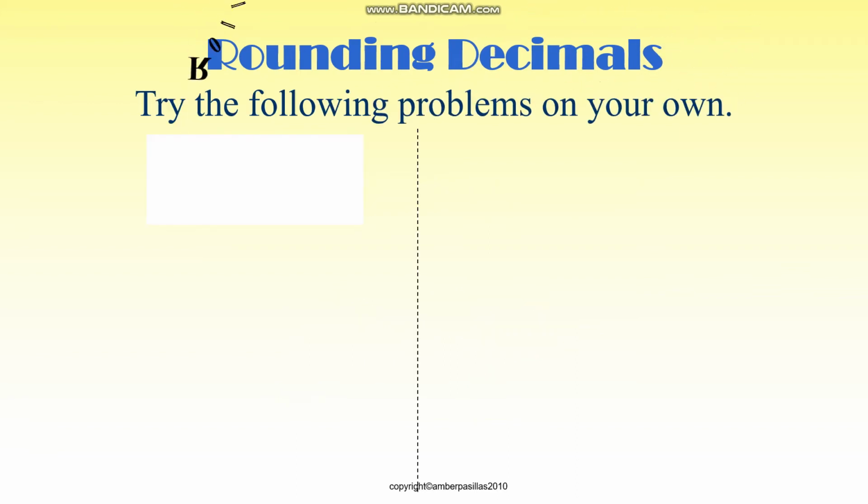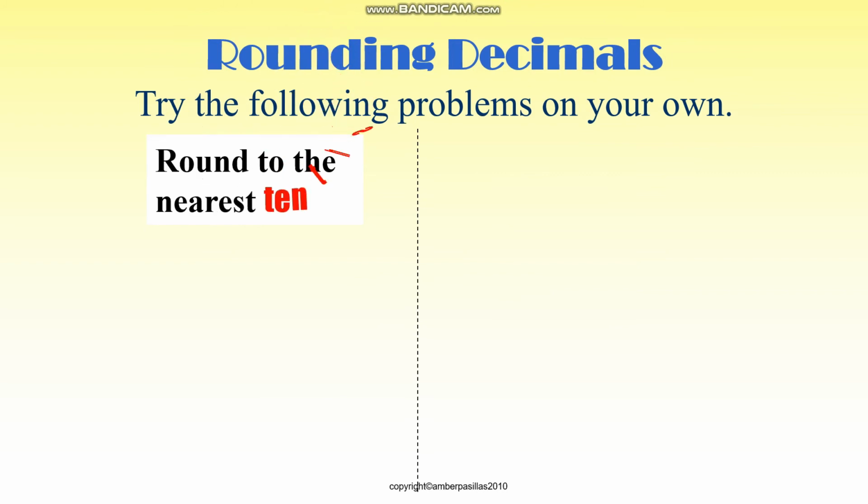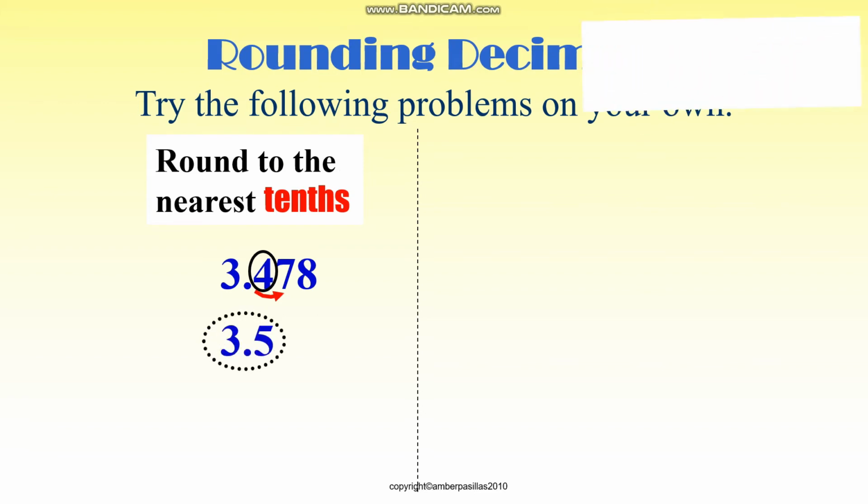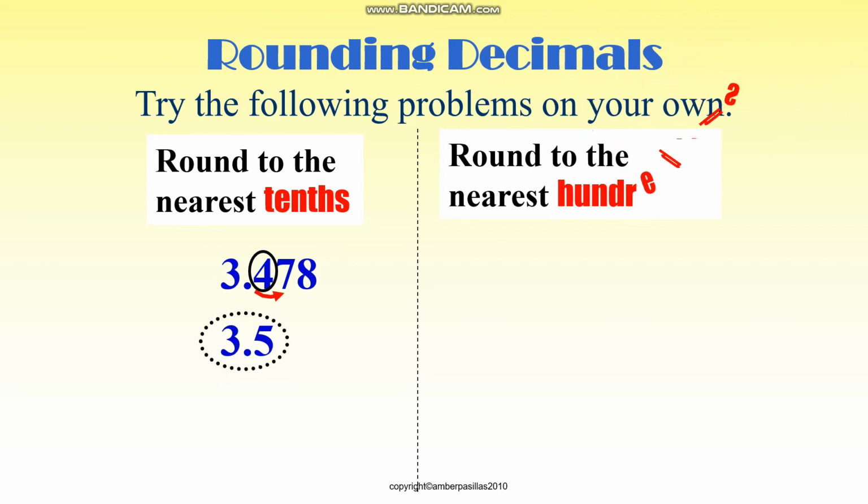Try the following problems on your own. Round to the nearest tenths. 3 and 478 thousandths. So the first step, you need to look for the given number that you are rounding, which is the tenths place. And the tenths place is 4. Then look next door. The digit is 7. So if it is 5 or more, we need to add 1 more. So 4 becomes 5 and the rest of the digit becomes 0 and the digit to its left you just copy. That's why the answer is 3 and 5 tenths.